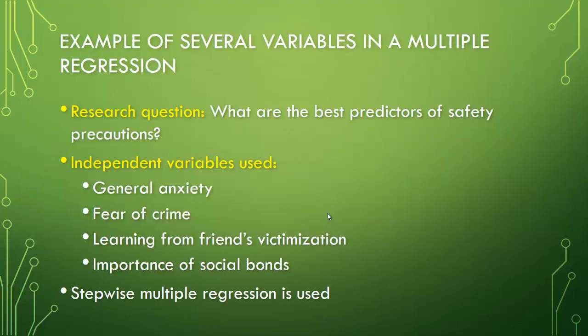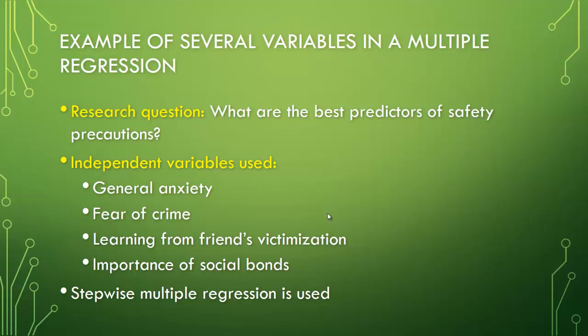So we'll expand this with another example. What are the best predictors of safety precautions? And we'll use 4 predictor variables in this instance: general anxiety, fear of crime, and we'll add 2 more: learning from a friend's victimization and the importance of social bonds. And in this instance, we'll use what we refer to as a stepwise multiple regression.